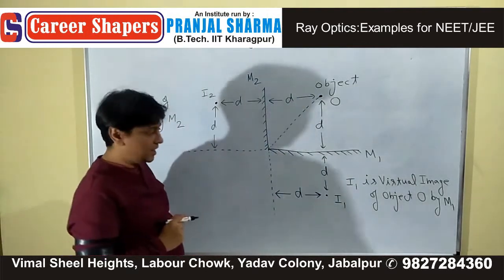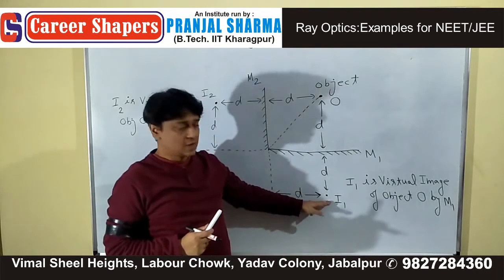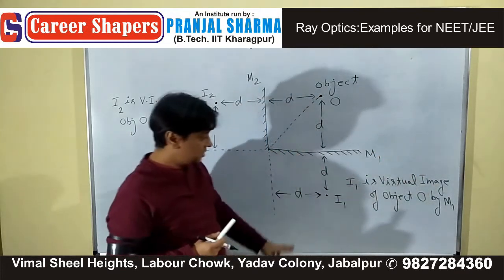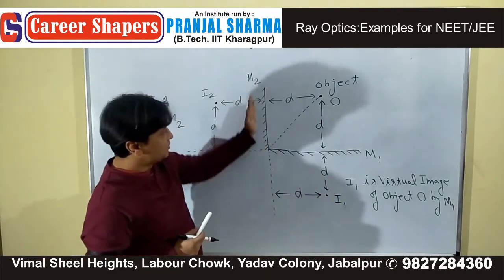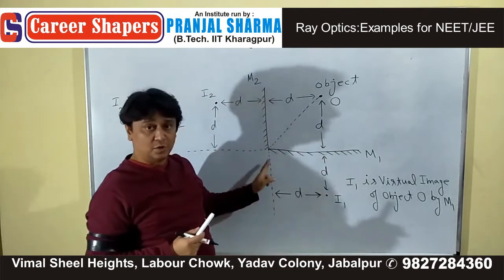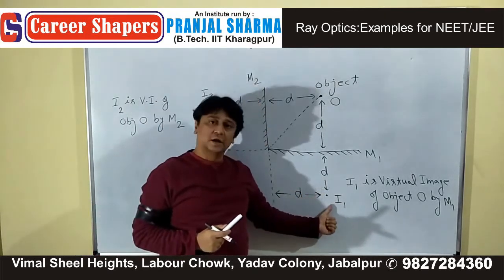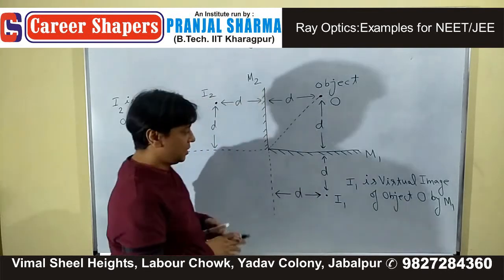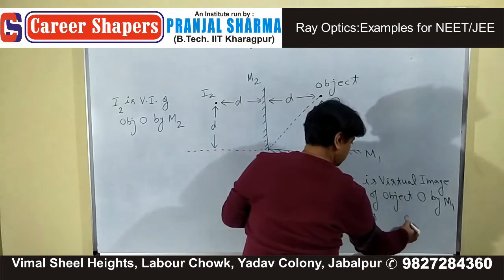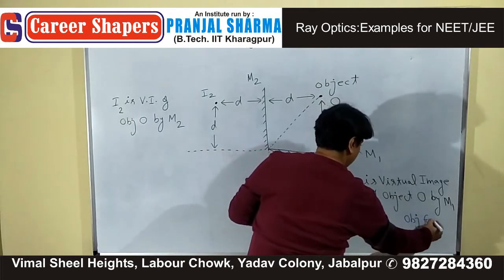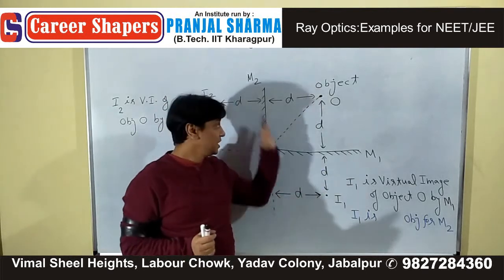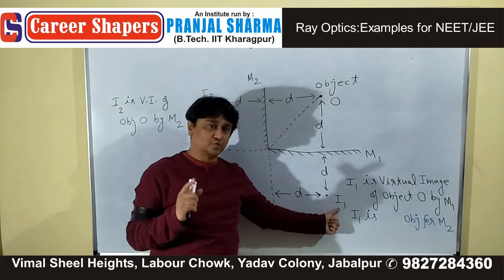Now look at this I1 again. This I1 is behind M1. It's an image. But this I1, I hope you can see, is in front of M2. If it's in front of mirror M2, then for M2 it behaves as an object. This I1 is an object for M2. In front of the mirror, and therefore this thing becomes an object.